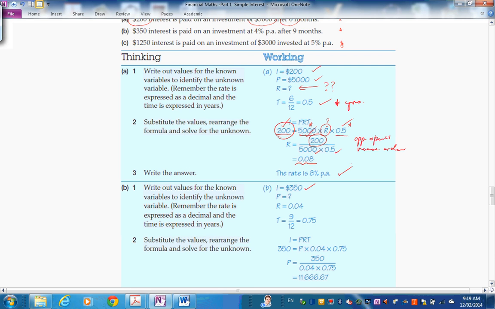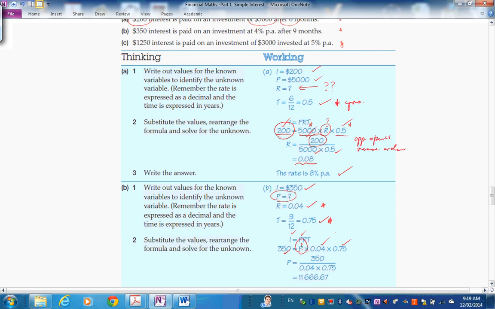$350 interest is paid on investment at 4% for 9 months. So what did you have to invest to get interest of $350 in just 9 months? How much did you have to invest? So the rate has to be changed, 4% has to be changed to a decimal, and the time, 9 months, has to be changed to a fraction of a year. So then write down the formula, the interest, put that in, the principal we didn't know, and then the rate and the time.